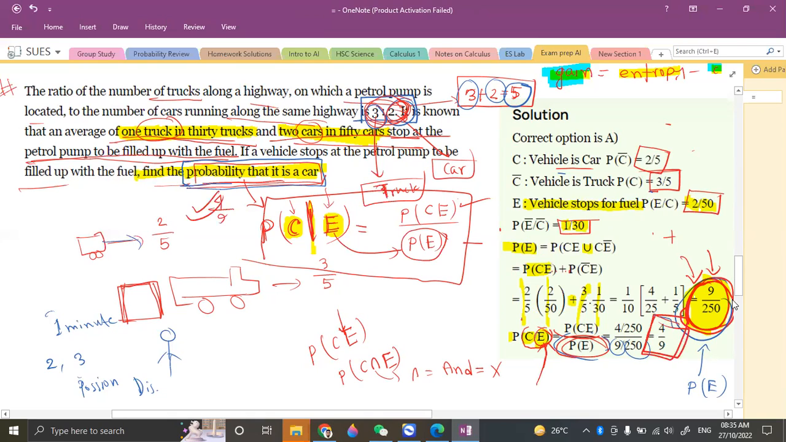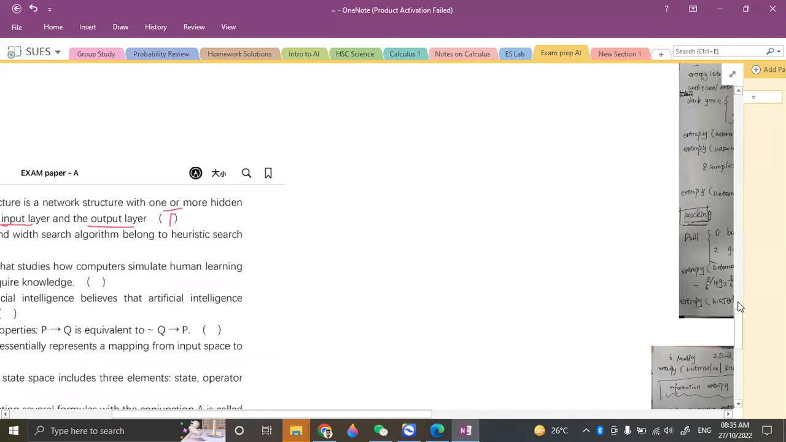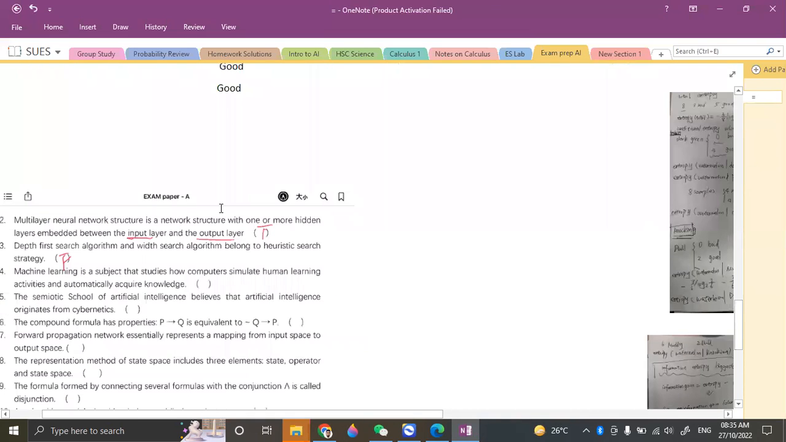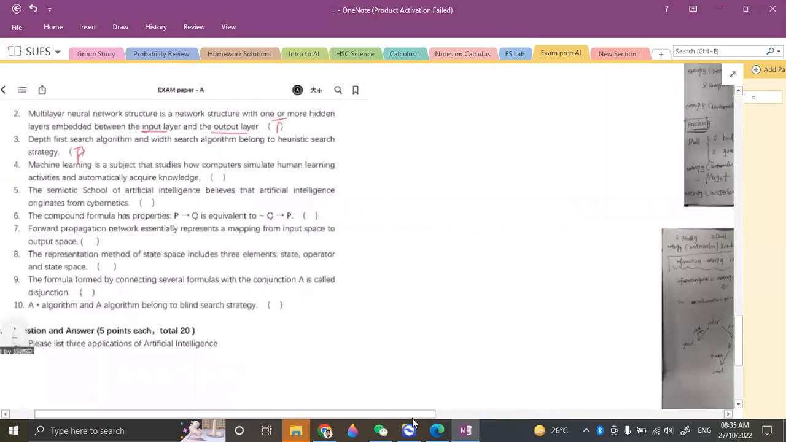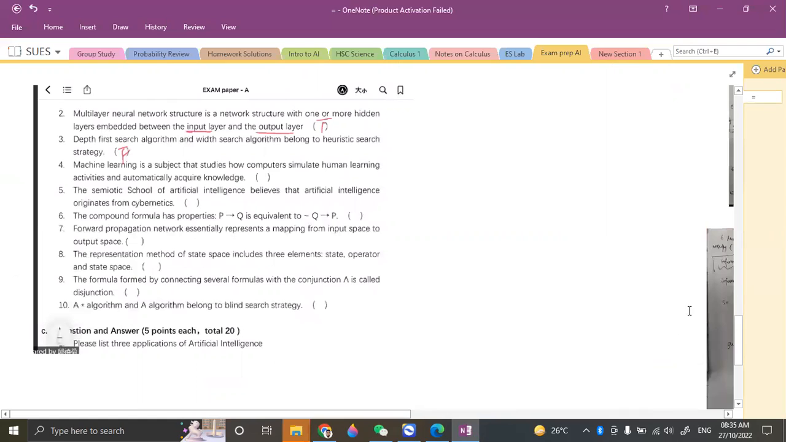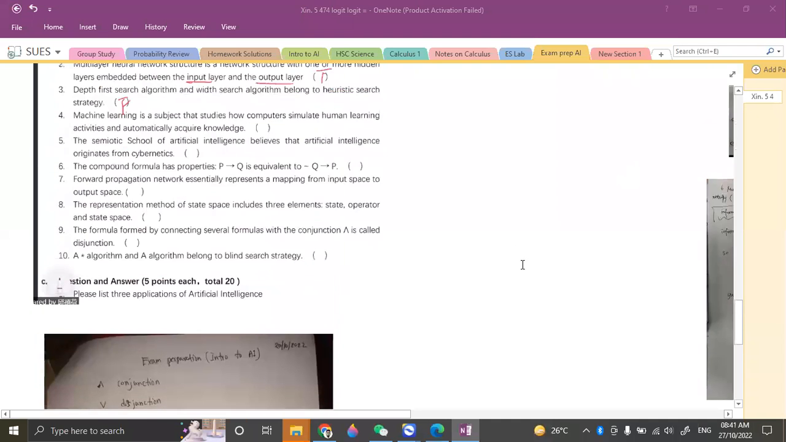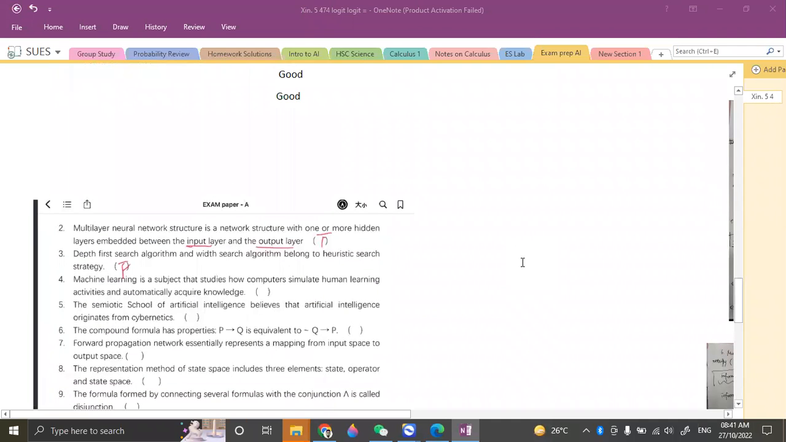So let's see another problem. For this short answer, I have shared maybe. But let me share another picture so we can get the solution. We have some short questions here.